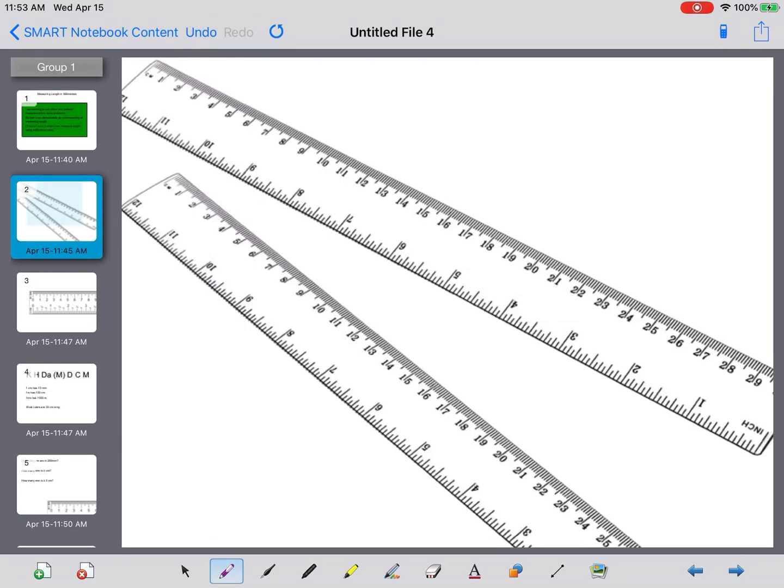Okay, so for today's lesson you're going to need a ruler. And you probably recognize rulers that look like this. We have clear rulers in our classroom, but rulers come in all kinds of colors, so if yours doesn't look like this, that's fine, as long as it has centimeters on it.